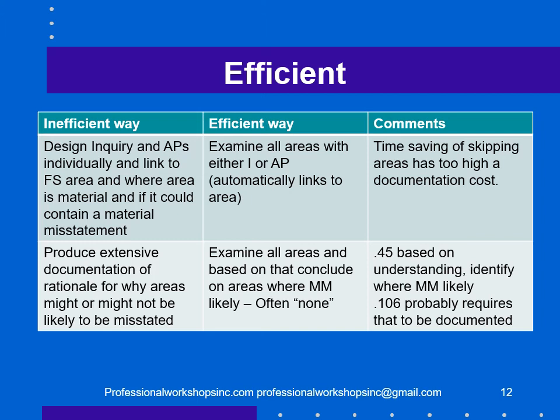There are two requirements based on the understanding, identify where material misstatement is likely. That is I prefer to literally follow that requirement of the standard. Develop an understanding, identify where material misstatement is likely, know where, and document that. And 106, not really clear. I think it requires that we document it. So having a spot in your checklist where you say, I've developed an understanding of this client, I have not identified any areas where material misstatement is likely, satisfies that requirement.